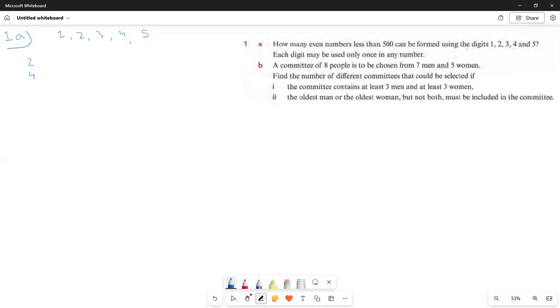Now if I write double digit numbers, then the smallest double digit number using these digits could be 12, right? The next one could be 14. So I kept the smallest number same, and for the second digit I put the second even number. We have only two even numbers here, 2 and 4. Now I have to change this tens digit. I make it 2. Now I cannot write 2 here because I cannot repeat the numbers. So I will write 4.